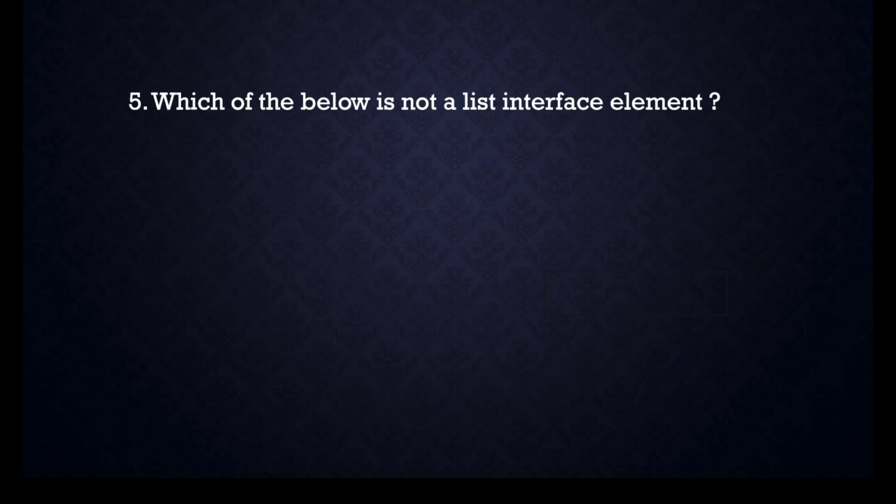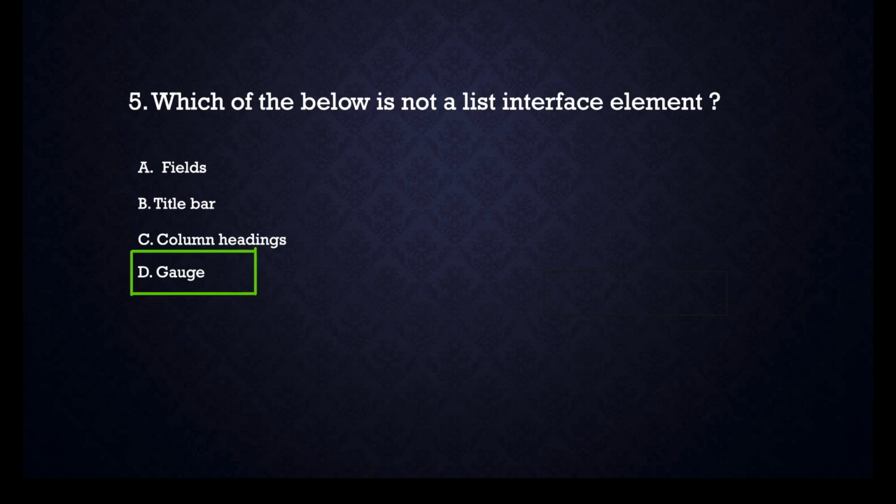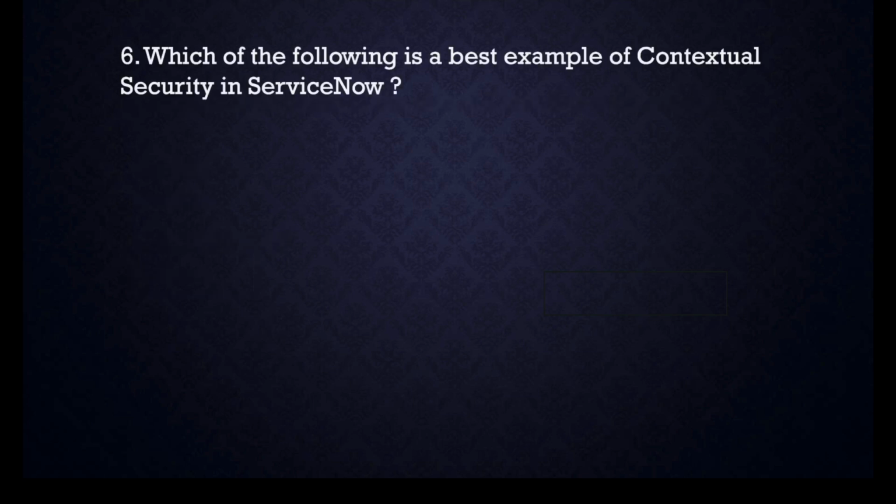Which of the below is not a list interface element? Options: fields, title bar, column headings, gauge. So the correct answer is gauge. Next question. Which of the following is a best example of contextual security in ServiceNow? Options: business rules, data policy, ACL. So the correct answer is ACL.